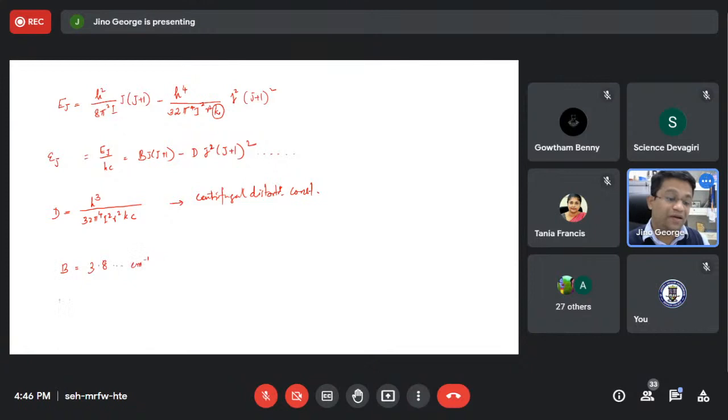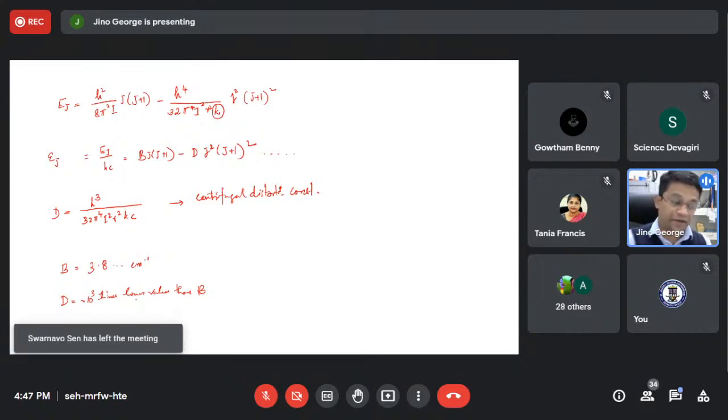So what will happen? Normally D will have roughly a 10 power 3 times lower value. This is an approximation, okay? Approximately that value compared to B. That means D will be a very small quantity. So if you want to use it in your approximation, you can still take D as 0 and simply avoid it. Or if you really want, you can take it and calculate it. So in vibrational spectroscopy, you normally don't use it, skip it.